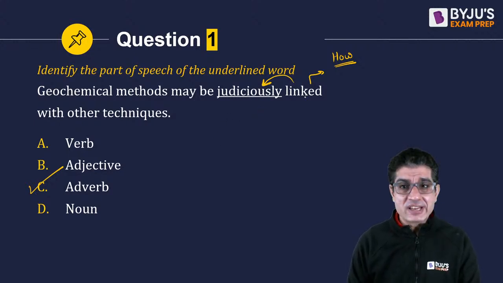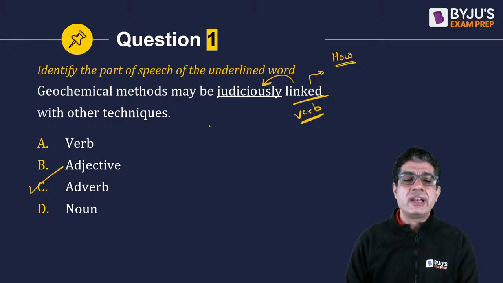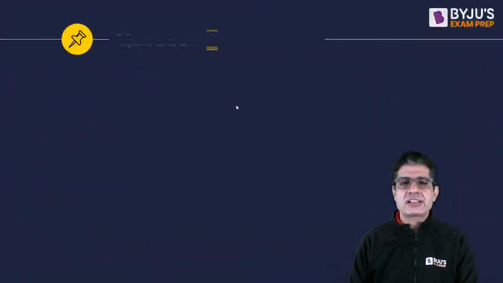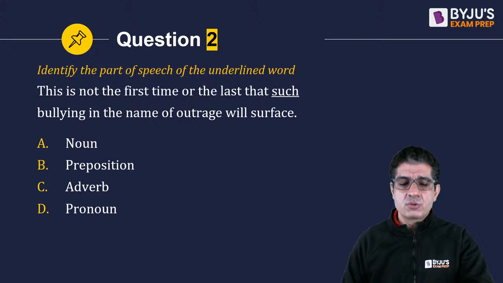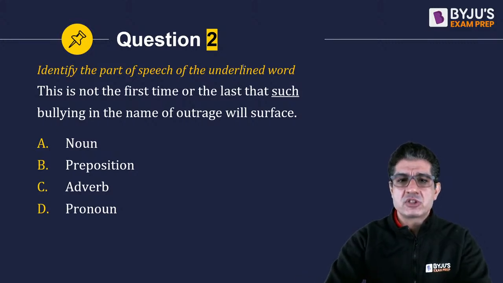It is not a verb, it is not an adjective. Linked is a verb because it describes a verb. We'll call it an adverb. Okay, here is the next one. Question number 2 on your screen. Once again, you are supposed to give me the part of speech.